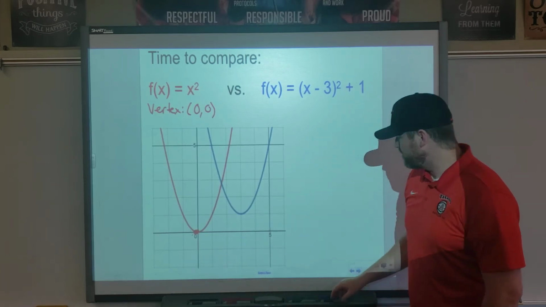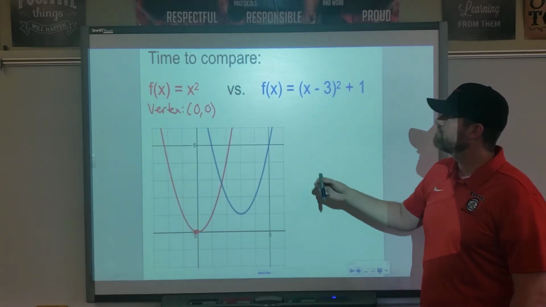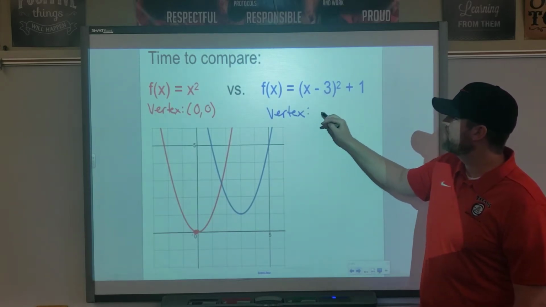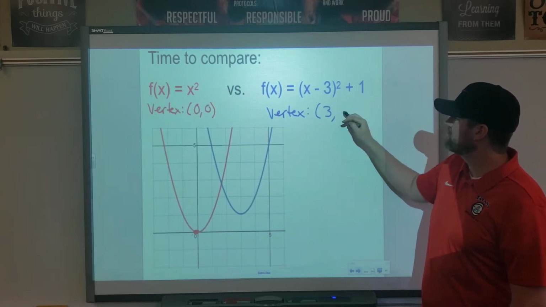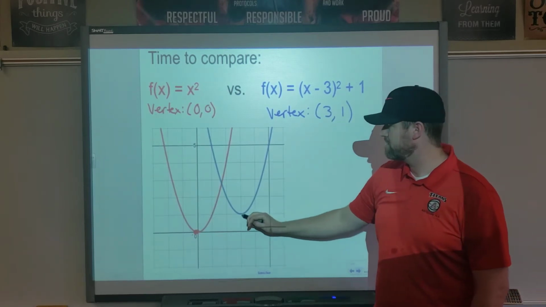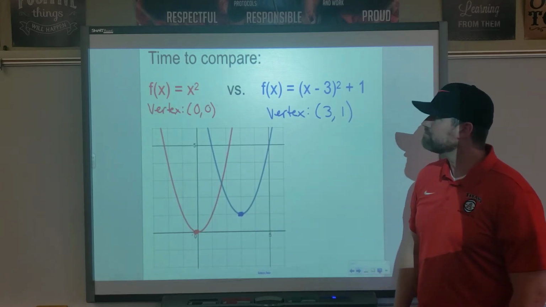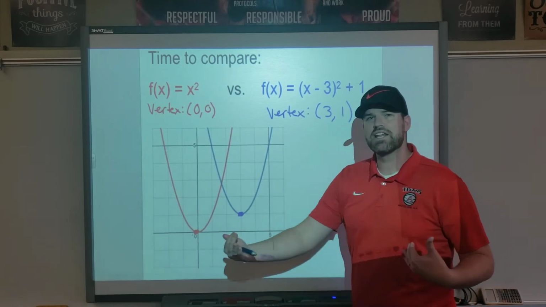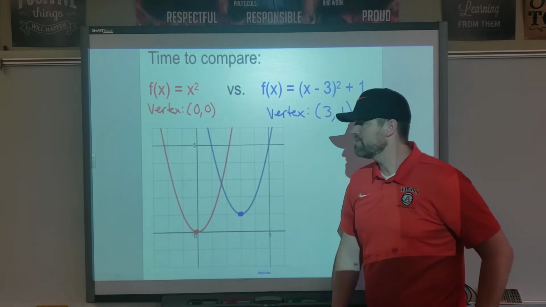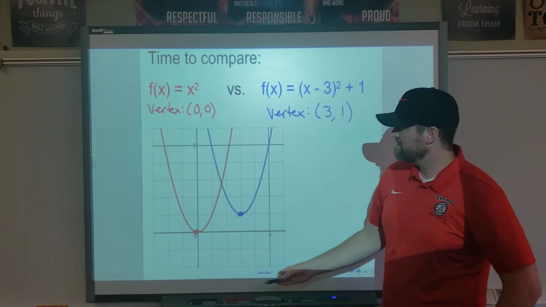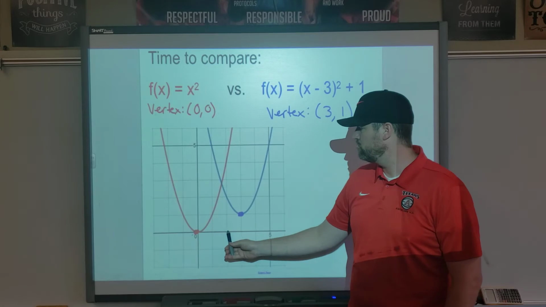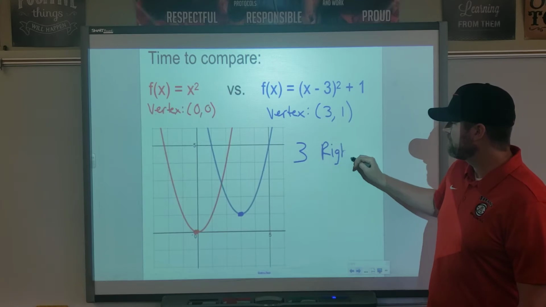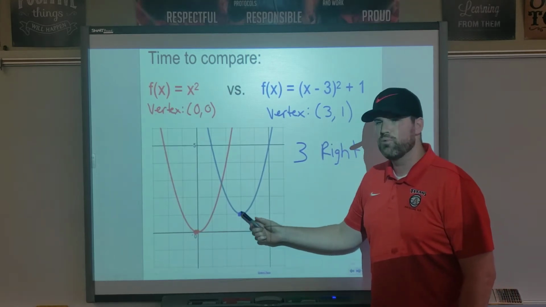But when we take an equation in vertex form and we put some numbers in, that's going to change our vertex. So the vertex of this one, opposite of -3, and then whatever number's here, which is 1. So our vertex is at 3, 1. Now if you notice, the two parabolas are the same exact shape still, right? They're not any wider or skinnier. They're both still facing up, so nothing changed with that. But what changed is the entire graph moved 1, 2, 3 to the right. And then it shifted up 1.